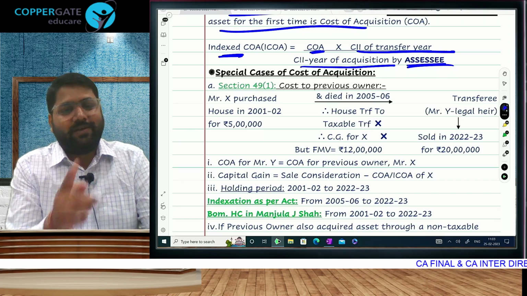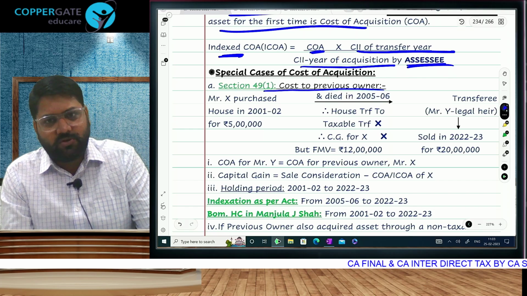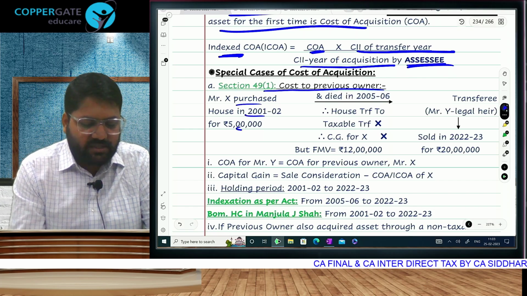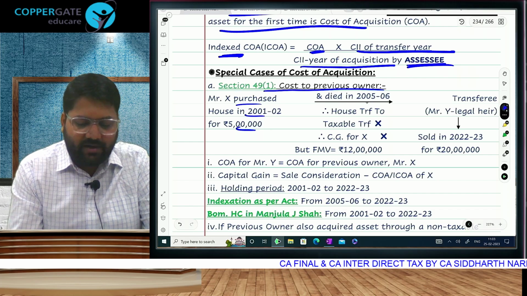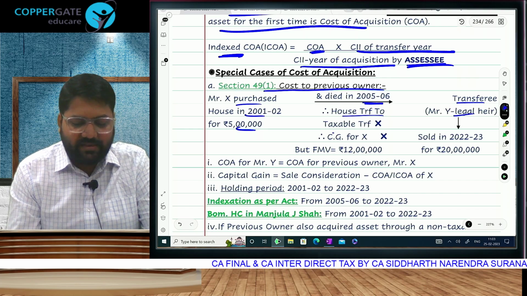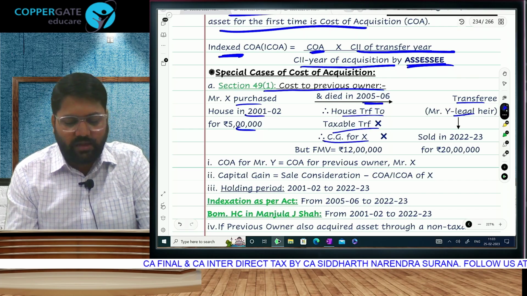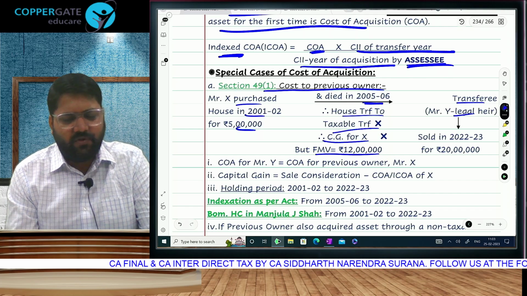Special cases of cost of acquisition like we had in GSC. So section 49(1), one of the most important, cost to the previous owner. When X purchased a property in 1/2 for 5 lakh but died in 5/6, so obviously the property will go to the legal heir. However, this is not a taxable transfer for obvious reasons, because X is not getting anything. So there is no capital gain for X, but there is FMV on this date.